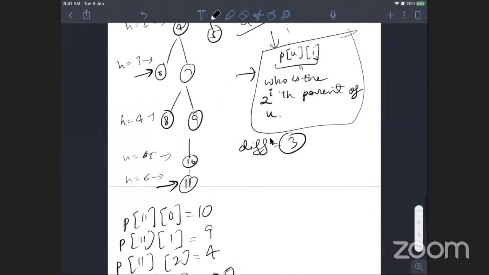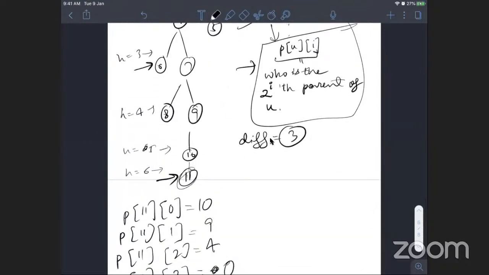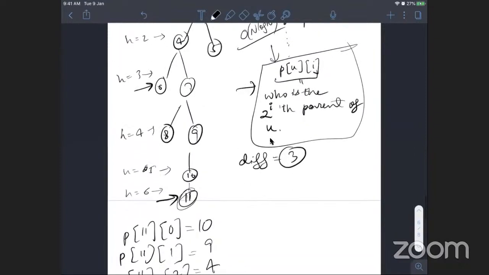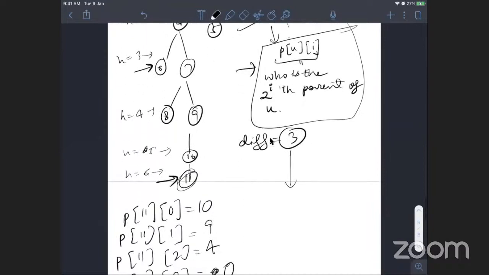So we want to make 11 climb 3 steps up, which is basically to 7, but that's what in code we are saying, that we want to climb 11 3 steps up. Now we don't have this information directly, so how will we climb 3 steps up? We say break 3 in its powers of 2, which is 2 plus 1. First make him climb 2 parents up from 11. This is 2 to the power 1 and this is 2 to the power 0.